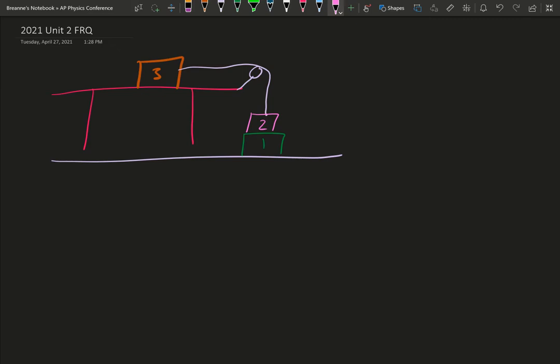The string and pulley have negligible mass, so when we're doing our forces, we don't have to worry about the mass of the pulley and mass of the string. Not spring, string. And then for part A I, it has several parts there. So on part A I, on the dot that represents block 1, draw and label the forces, not components.